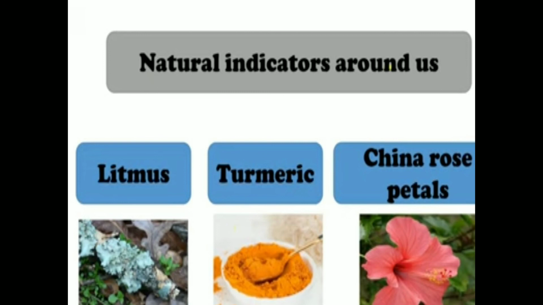Natural indicators are around us. Litmus is a natural dye. The most commonly used natural indicator is litmus. It is extracted from lichens. It has a mauve purple color. In distilled water, when added to an acidic solution, it turns red, and when we add it to a basic solution, it turns blue. It is available in the form of a solution or in the form of strips of paper known as litmus paper. Generally, red and blue litmus paper are available.